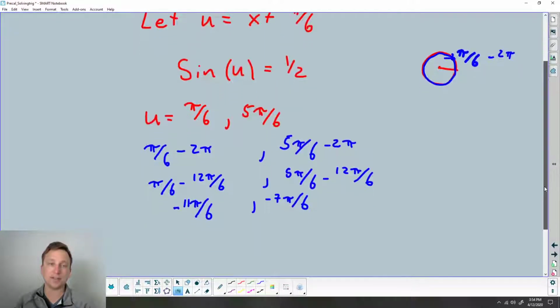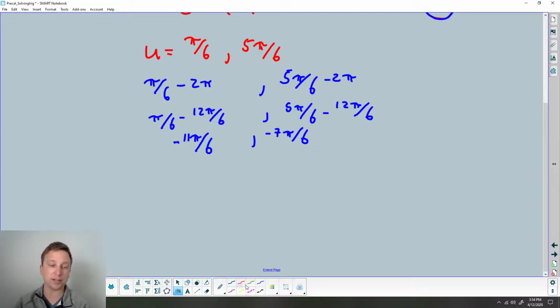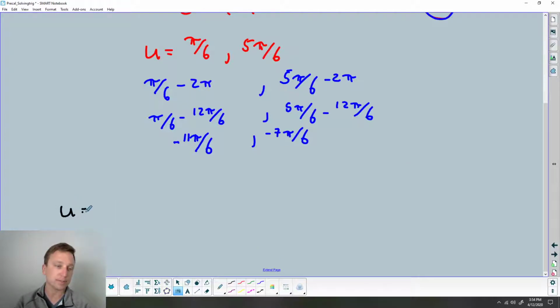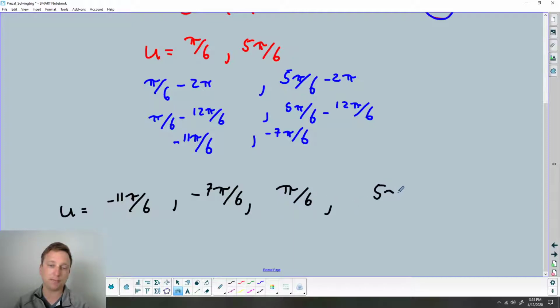If we write all of these values out, those are the u values we can find. So u can equal negative 11 pi sixths, negative 7 pi sixths, pi sixths, and 5 pi sixths. These are the four values that, when we take the sine of them, produce a value of 1/2. All four of these are between negative 2 pi and 2 pi. So those are the u values we're looking for.